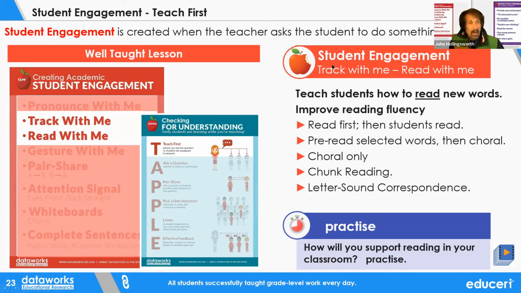Okay, so I'm going to do right here, students. Let's air track. Put your fingers up here. I'm going to read first. Let me see all the fingers here, and then you'll read after me. Student engagement. Track with me, read with me. Class, your turn. Student engagement. Track with me, read with me.